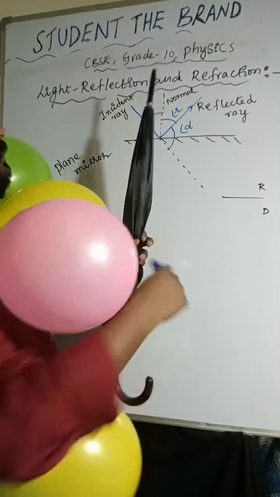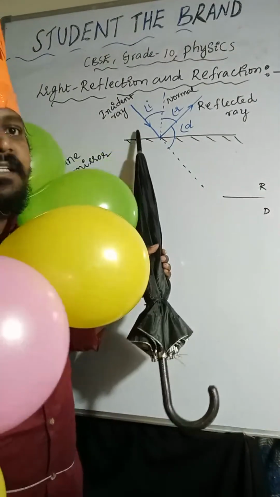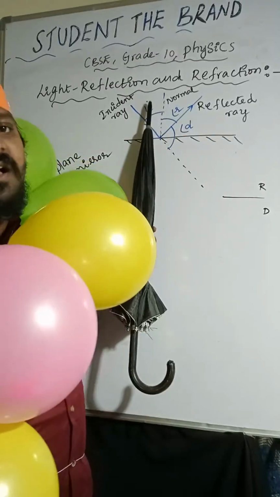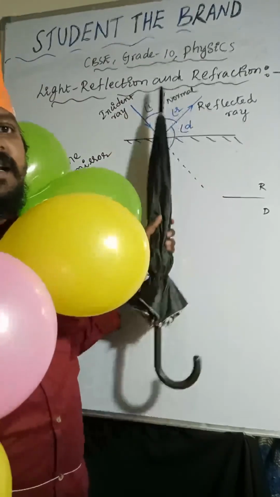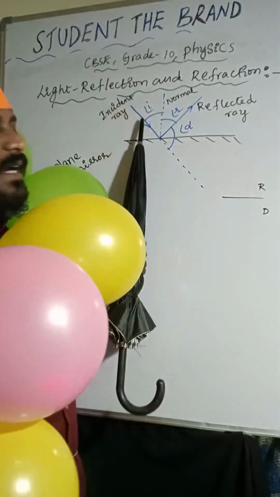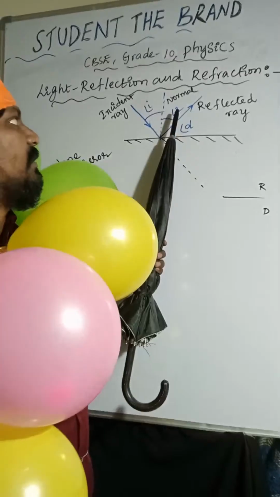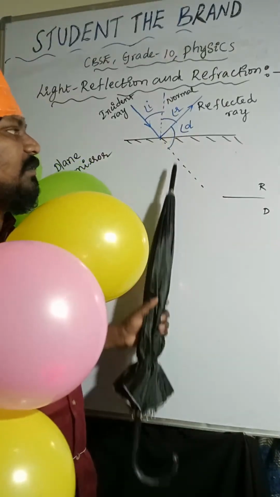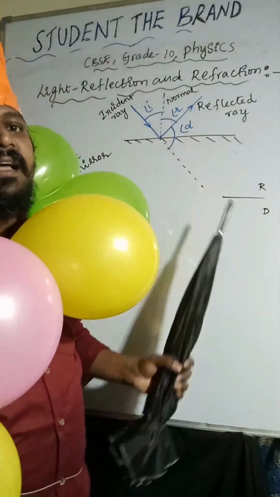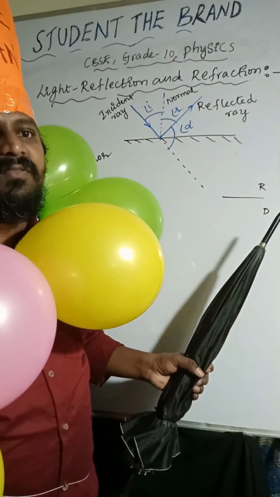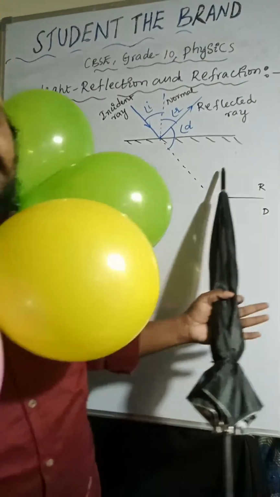Once again, you can observe: incident ray, reflected ray, normal line. The angle between the incident ray and the normal line is called the angle of incidence. The angle between the reflected ray and the normal line is called the angle of reflection. The angle between the reflected ray and the undeviated line is called the angle of deviation.